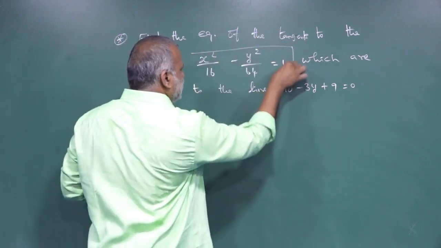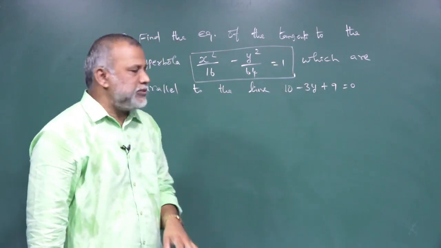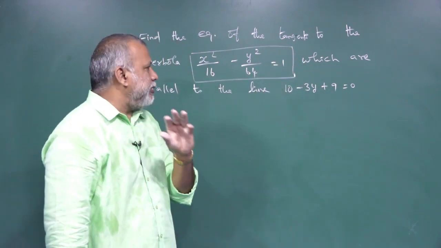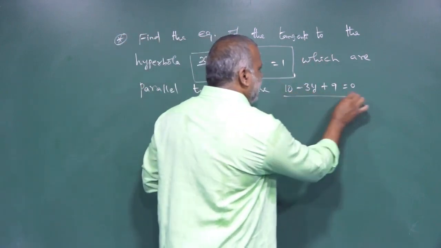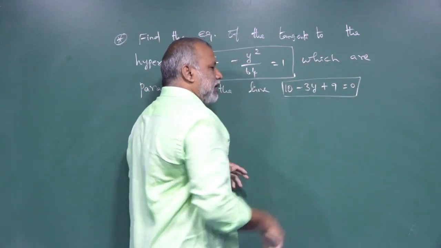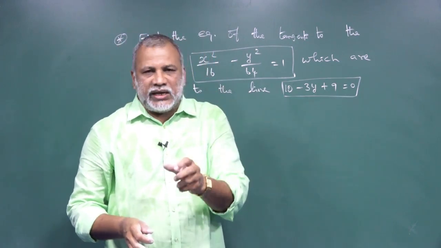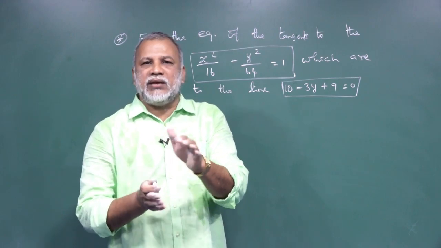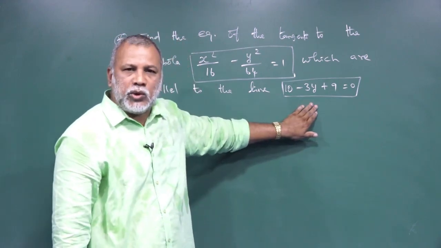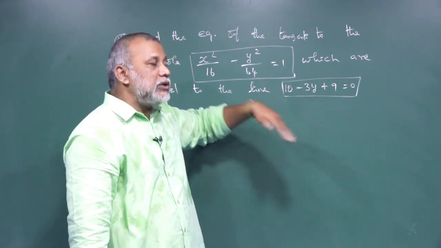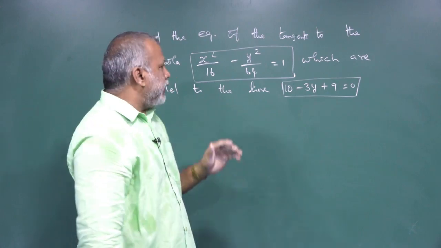The given equation is a hyperbola. In the previous question, we worked out for an ellipse. Now we are going to work out for a hyperbola, with tangents parallel to the line. What is the meaning of parallel? The tangent is parallel to the given line, so we can take the slope directly because parallel lines have the same slope. Therefore, from this line we are able to work out the slope, and that slope is also equal to the slope of the tangent. This is the required result.